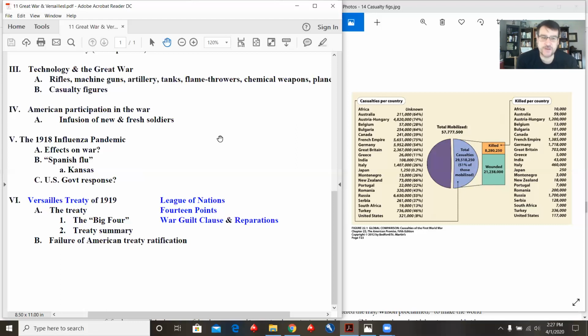What was the government response to this? The United States government, led by President Woodrow Wilson, said nothing. Nothing. They did nothing, or next to nothing. There were no public statements about it from the president at all. The United States Surgeon General, that would be the top ranking medical official in the country, also did next to nothing or waited till it was too late.